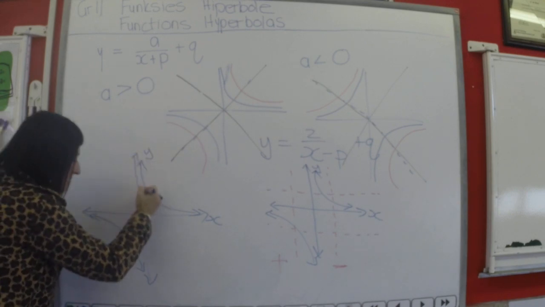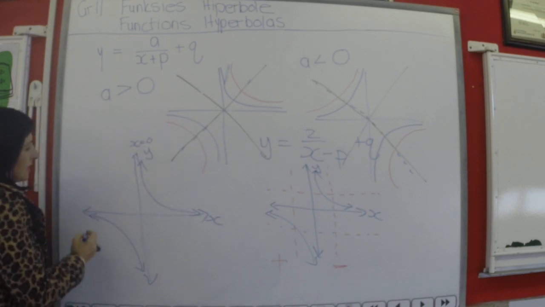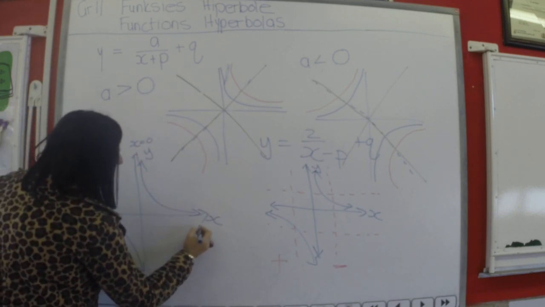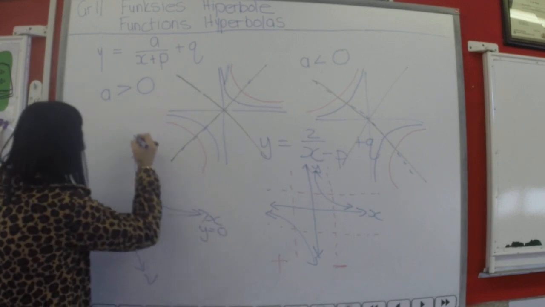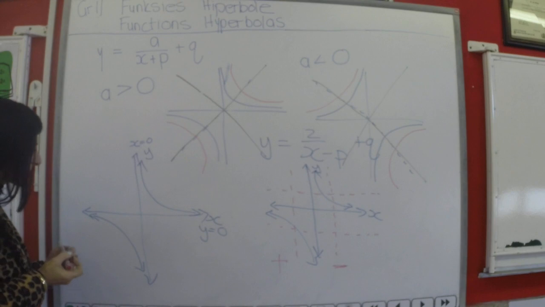My asymptote is die y-as, sy naam is x is gelyk aan 0. Die x-as, sy naam is y is gelyk aan 0. That's my 2 asymptotes.